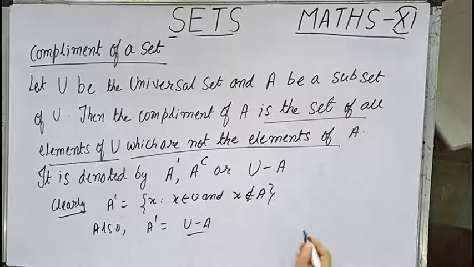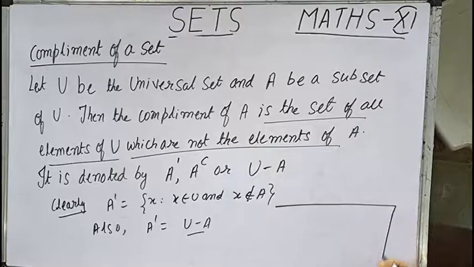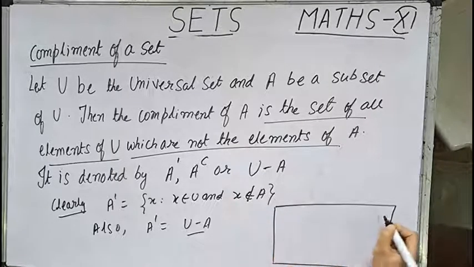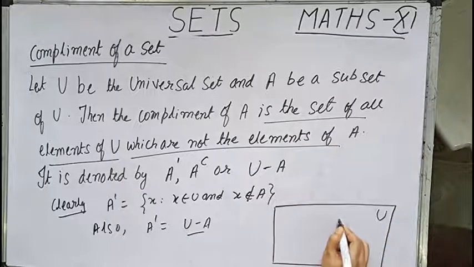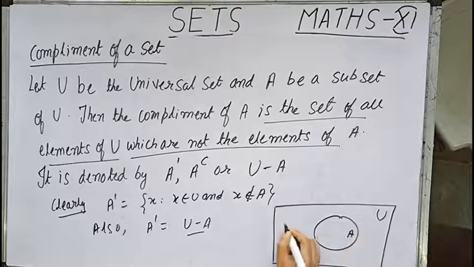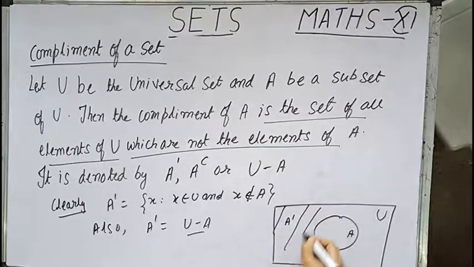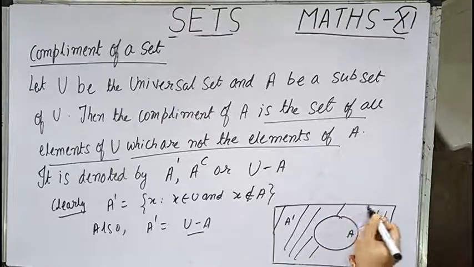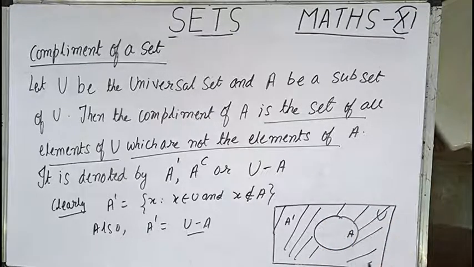By Venn diagram, we can represent A complement as follows. Suppose this is the universal set, this is A, then A complement is this one. Let us shade it. So, the shaded portion is A complement.